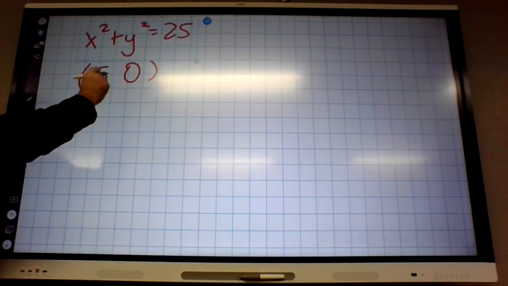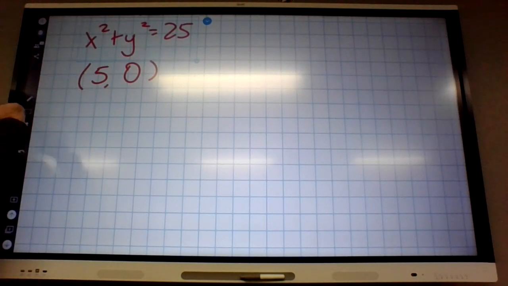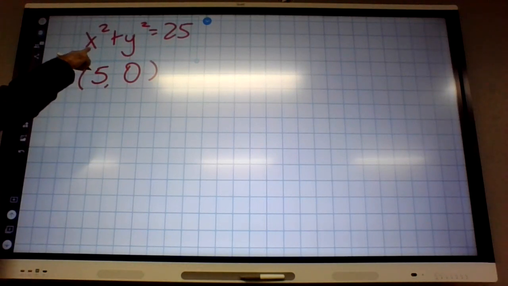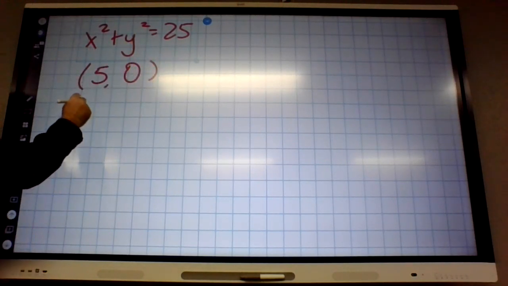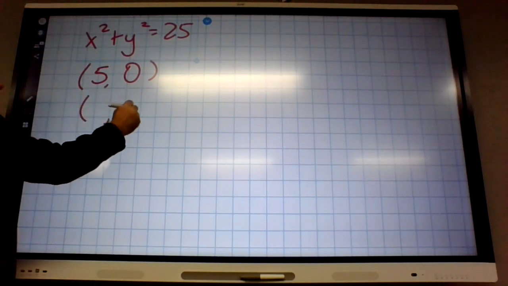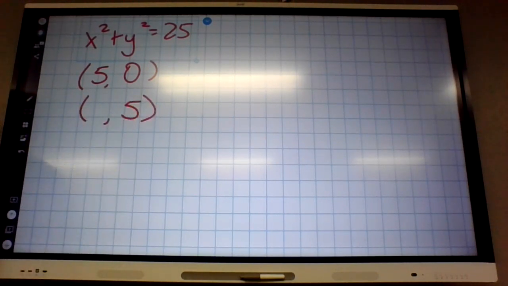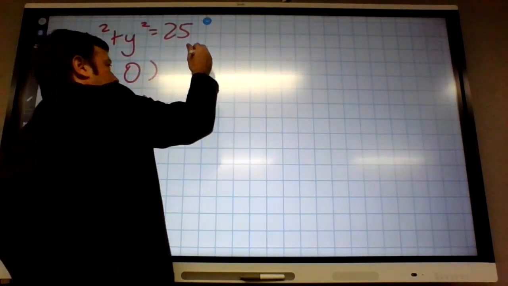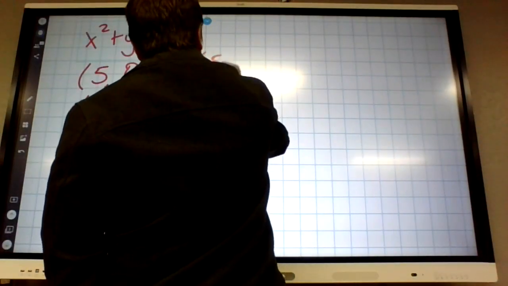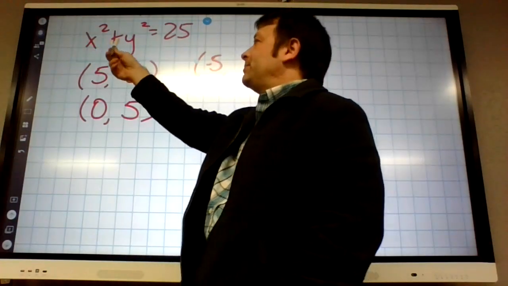If x is 5, 5 squared is 25, plus what equals 25? Zero. Okay, if y is 5, what would x have to be? Zero. Okay. If x is negative 5, what would y have to be?